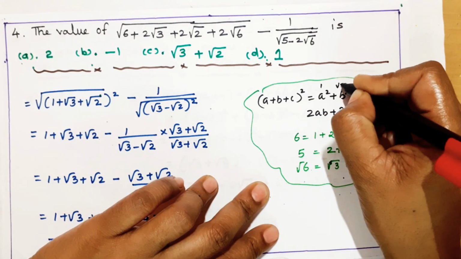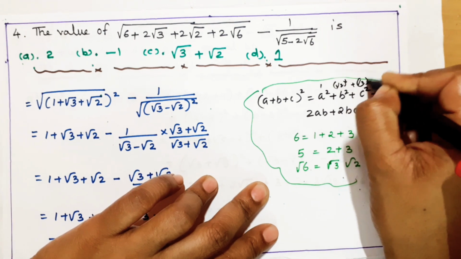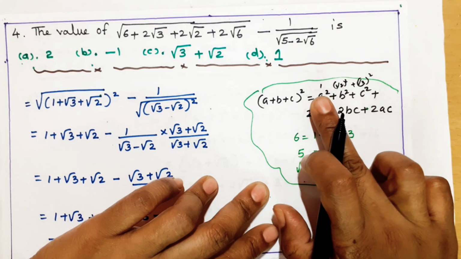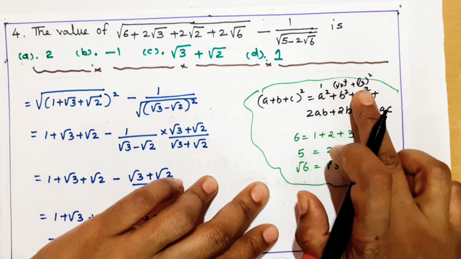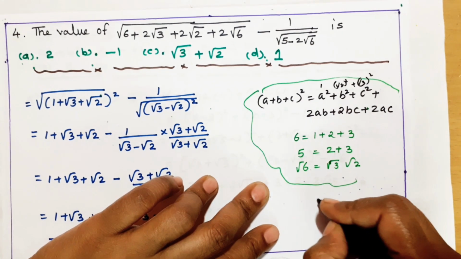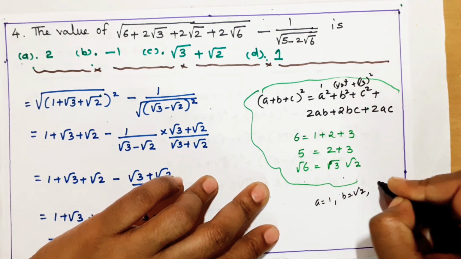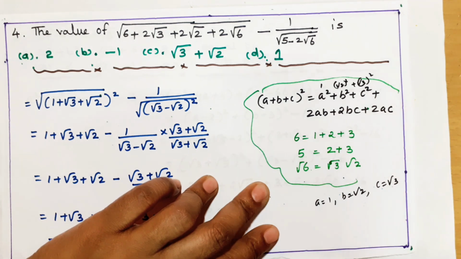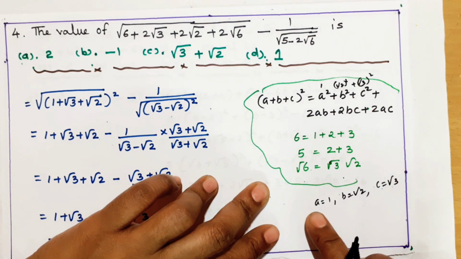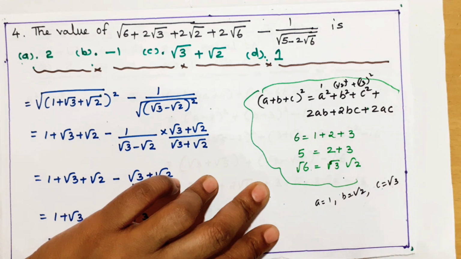This I can write as root 2 square. This I can write as root 3 square. So it means that one number is 1, other number is root 2, other number is root 3. So you should take a as 1, b as root 2 and c as root 3. We need to check it like that before solving. So if you square, 1 square plus 2 square plus 3 square is 6, no problem.